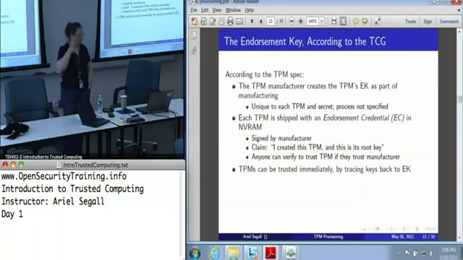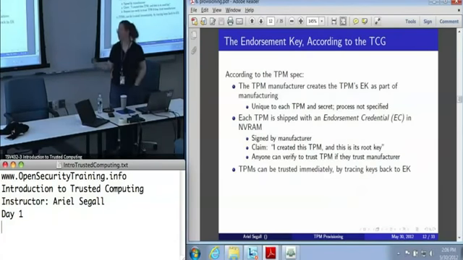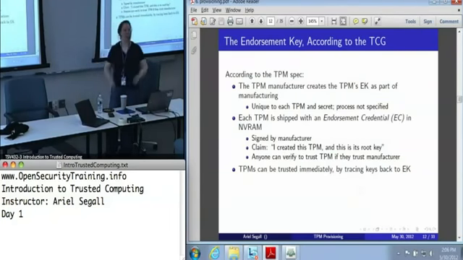So creating a new endorsement key is actually really straightforward. But the intent is for the endorsement key to come from the manufacturer, and anyone who unpacks the machine can immediately trust the TPM because, hey, look, it's got a key, it's signed by the manufacturer, we're all good, right?